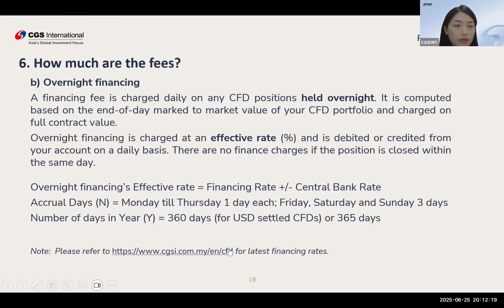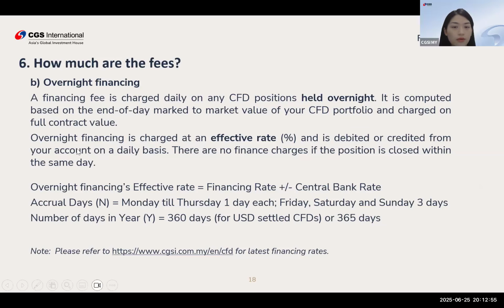Okay, besides the commission, we also have an overnight financing fee. This financing fee is charged on any CFD position held overnight, and it is computed based on the end of day mark-to-market value of your CFD portfolio and charged on the full contract value. The overnight financing fee is charged at an effective rate and is debited or credited to your account on a daily basis. If you are doing intraday, meaning that you do not hold any position overnight, it does not charge any financing fee.